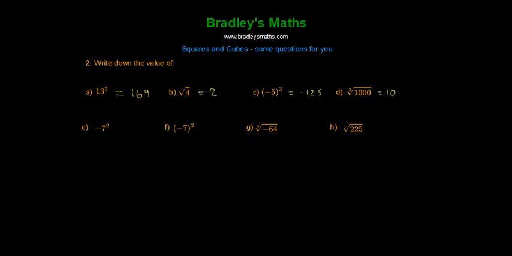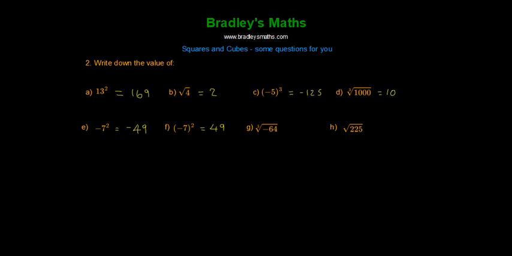Negative 7 squared. The squared term in this one applies only to the 7. It does not apply to the negative sign. So negative 7 squared is negative 49. Now, negative 7 all squared. This time the negative sign is squared, and when we multiply negative by negative, we get positive. 7 times 7 is 49. Please don't get mixed up with these.